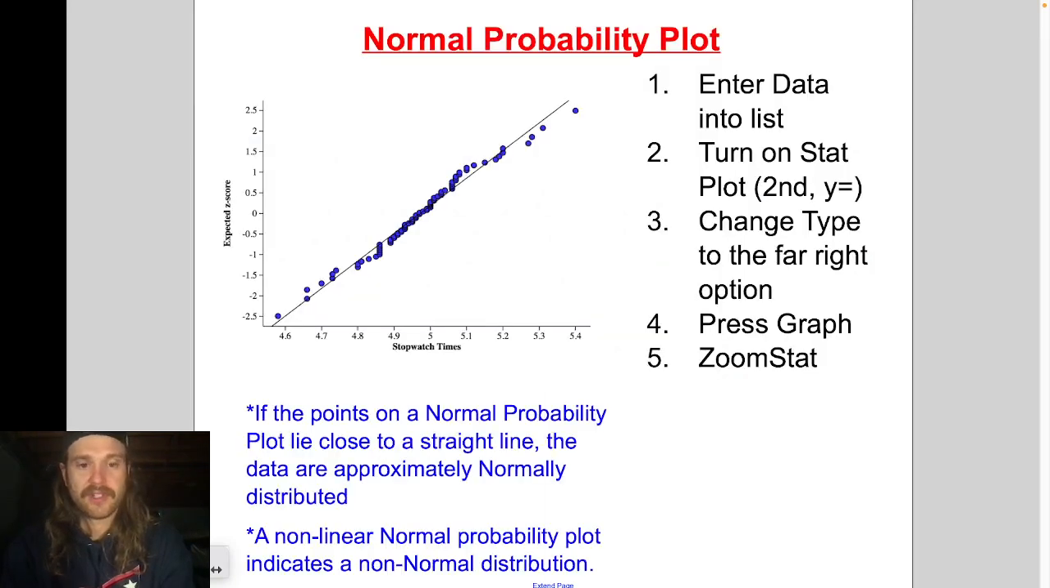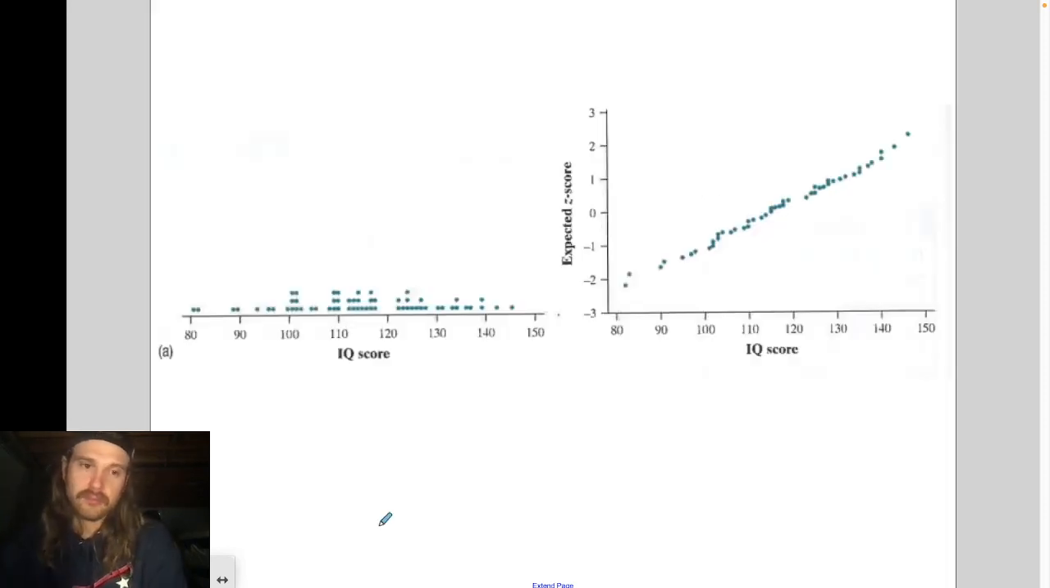So if you go to the website and you enter your data, you can also just do the drop-down menu, but you need to know how to use your calculator because that's what you're allowed on your AP exam. So you need to know this process as well. So here we have some IQ scores. IQ and test scores are generally normally distributed.